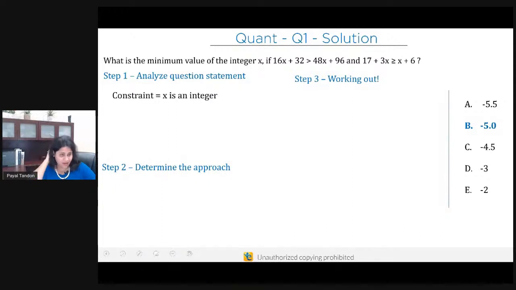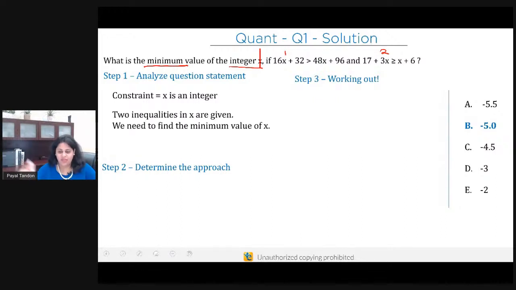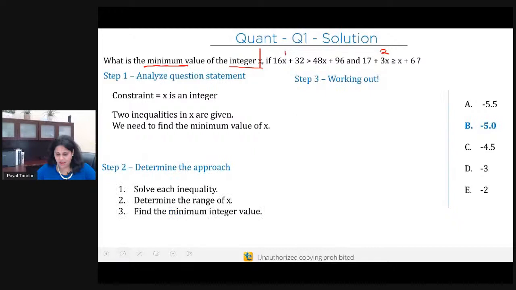So the first thing is I read the question statement. What is the minimum value of the integer x? So I need to find the minimum value, and I know that x is an integer, and I have these two inequalities, both in x. So we need to find the minimum value of x. So I note these things down. Now I think about the approach. Essentially I have two inequalities and one variable. So I'm going to solve each inequality one at a time, determine the range of x, and based on the range of x, find the minimum integer value. So that's what I'm going to do.